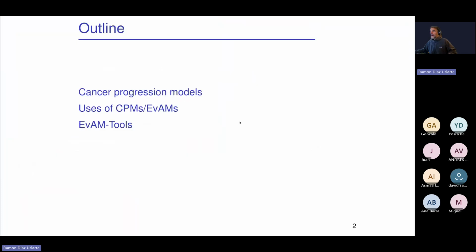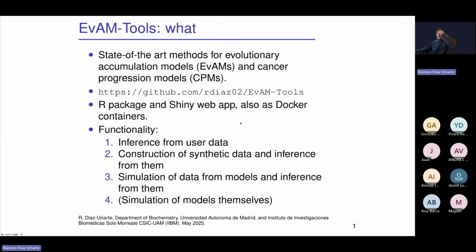What's this presentation going to be about? It's going to be about EvaM tools. This is basically an R package and a web-based app that gives you access to all of the state-of-the-art methods for what used to be called cancer progression models, but we now try to refer to as evolutionary accumulation. Let me start my chronometer.